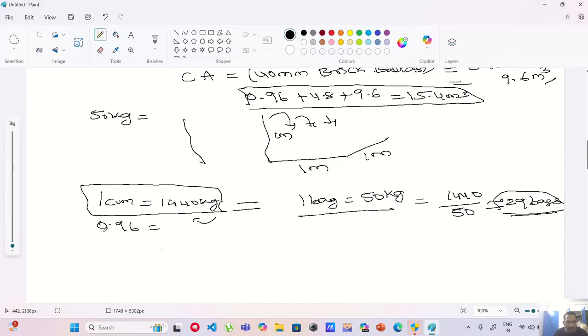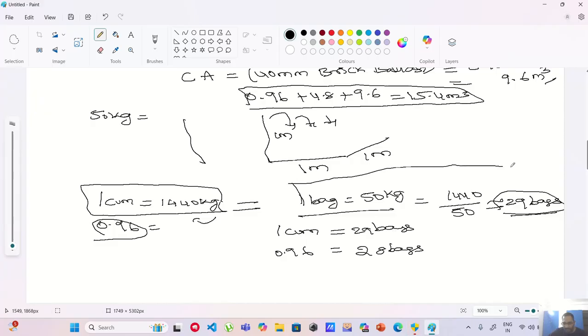And next, for 0.96 cubic meter, how many bags will come? When you cross multiply, I am writing 1 cubic meter is equal to 29 bags of cement. For 0.96 cubic meter, it will be approximately 28 bags. So finally I have cleared the quantities. For 1 cubic meter it is 29 bags.